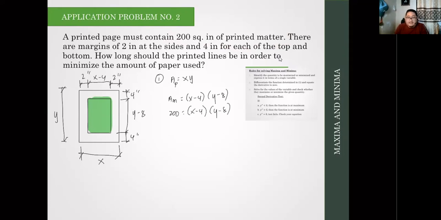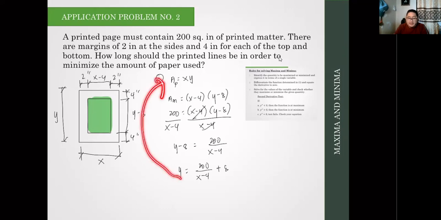And then kailangan natin is value for y para i-substitute natin dun sa given natin dito. So para makuha yan, divide natin both sides by x minus 4 para mag-cancel out to. So magiging y minus 8 is equals to 200 over x minus 4. Then y will be equals to 200 over x minus 4 plus 8. So ito yung value ni y na pwede natin i-substitute dun sa first equation natin to make our equation in terms of one variable lang.